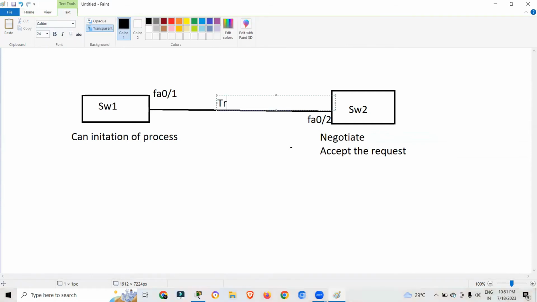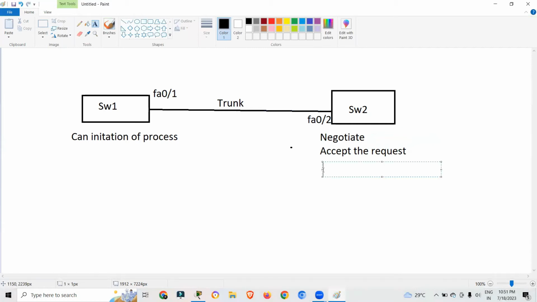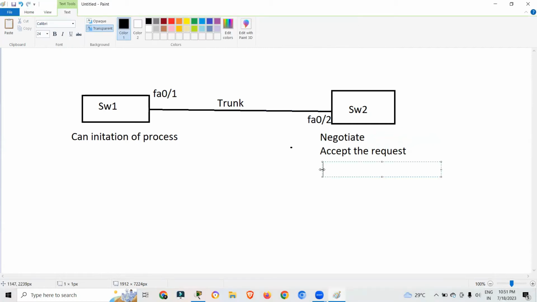This link can be a trunk link, right? And who can accept the request from dynamic desirable? Either it must be trunk, or dynamic desirable, because this will initiate the process and the other one will also initiate the process, or the other must be dynamic auto mode. These are the only possible combinations.